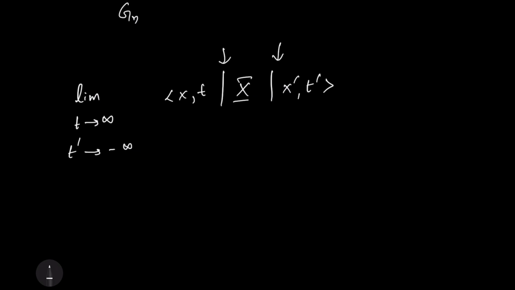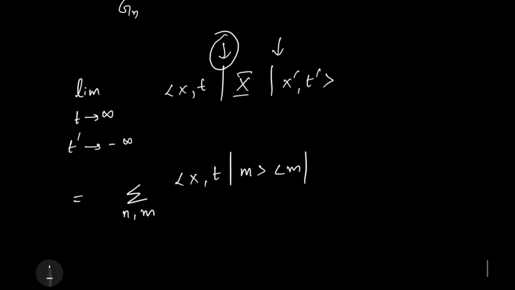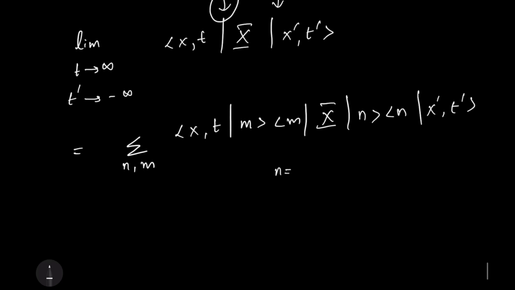But the identity is something special here because this is equal to summation over n, m. So I have x t, now I am introducing m. That is the identity that I am going to insert here. Then I have x, then I am doing n, x prime t prime. So here we have to isolate the n equal to 0 and m equal to 0 states. For that I use a trick.